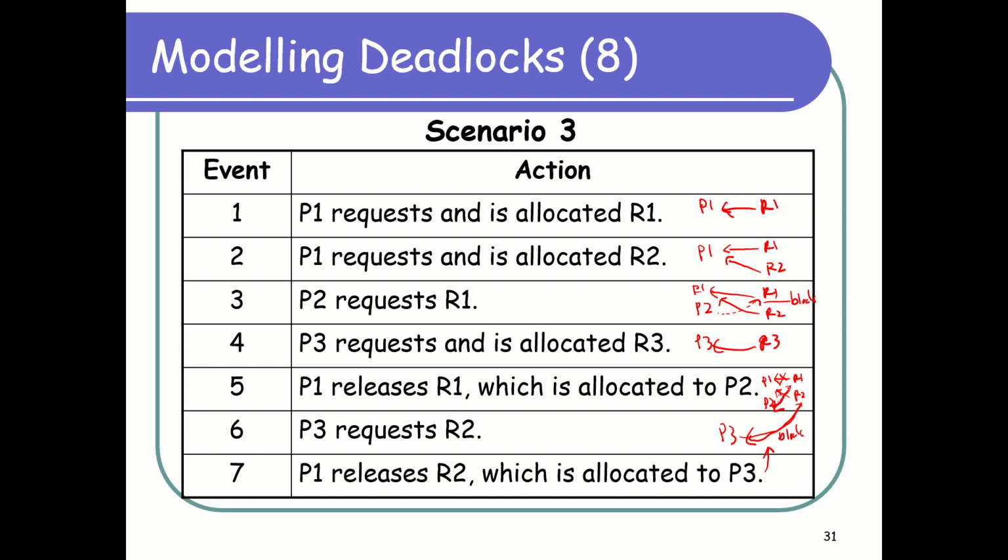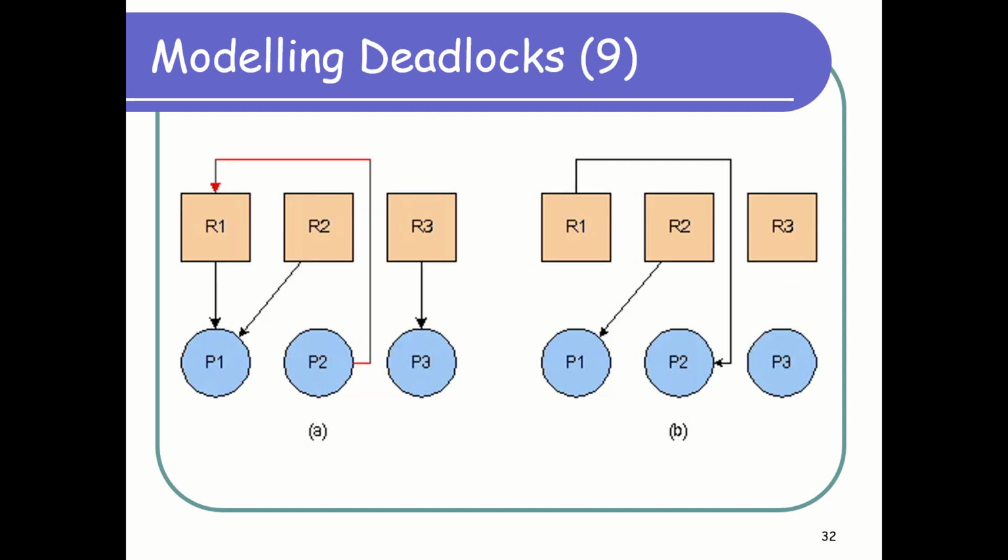Because R2 is already released, P1 is done with R2, and R2 will be released to serve P3. So there are no more block conditions for this process. So you can see here, okay, this is the typical P1, R1 and R2 serving P1.